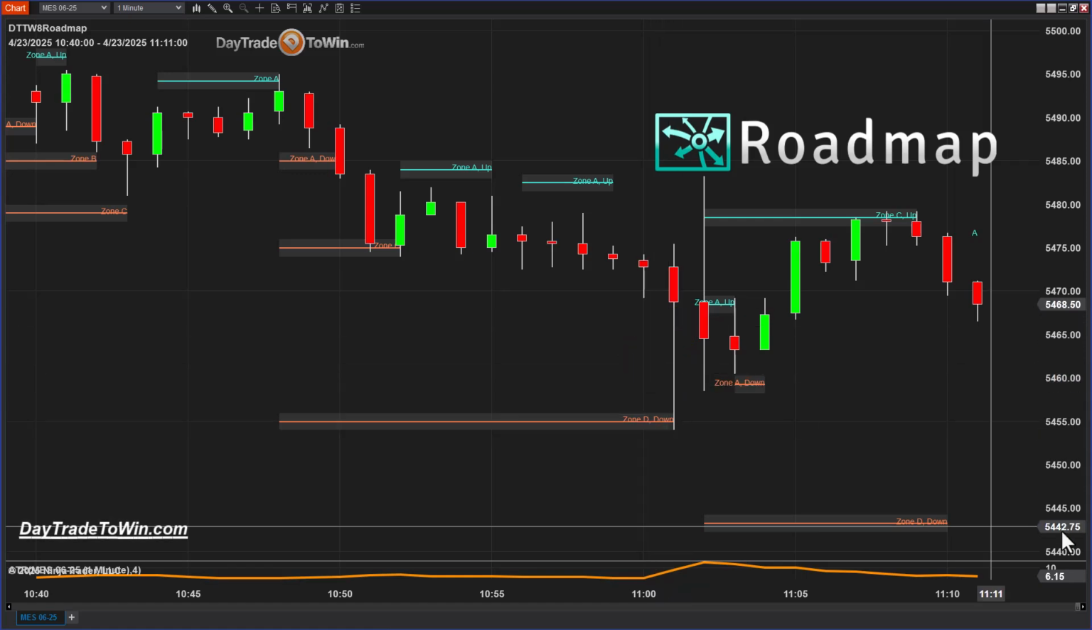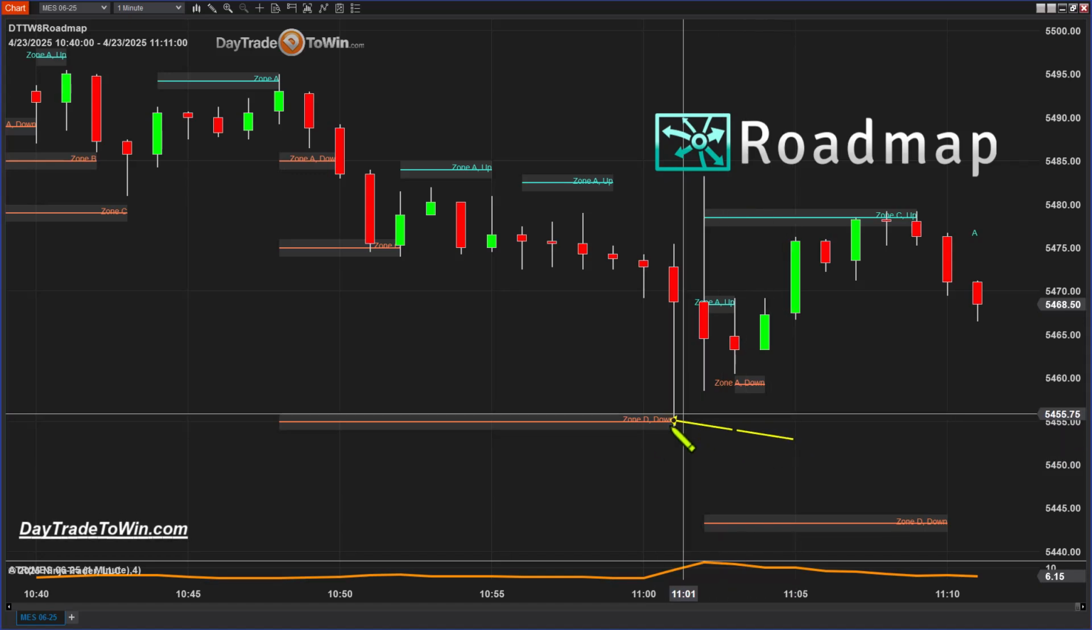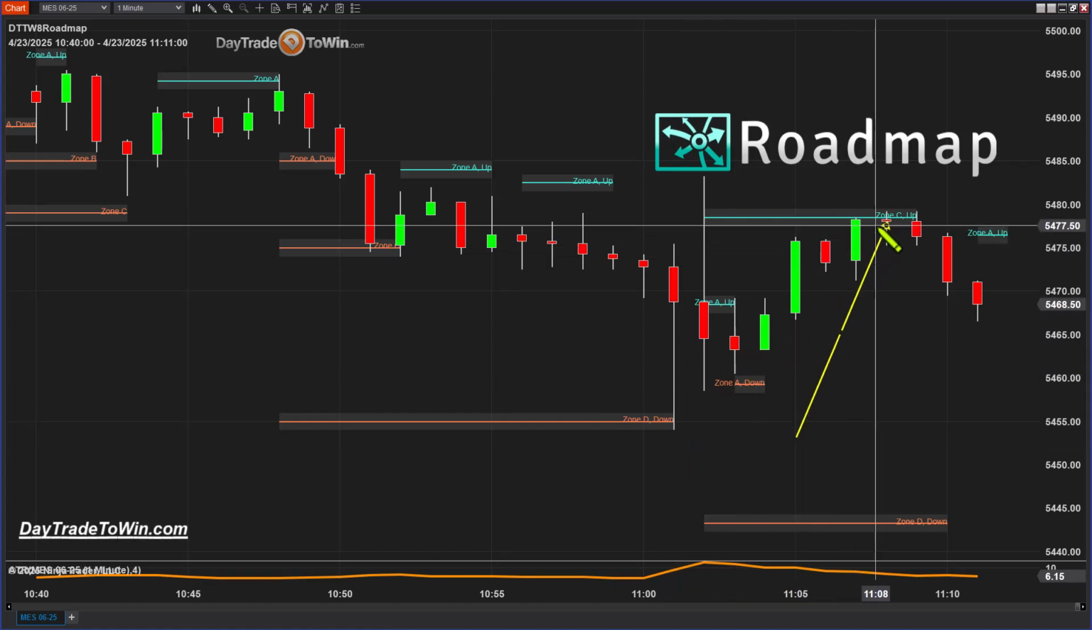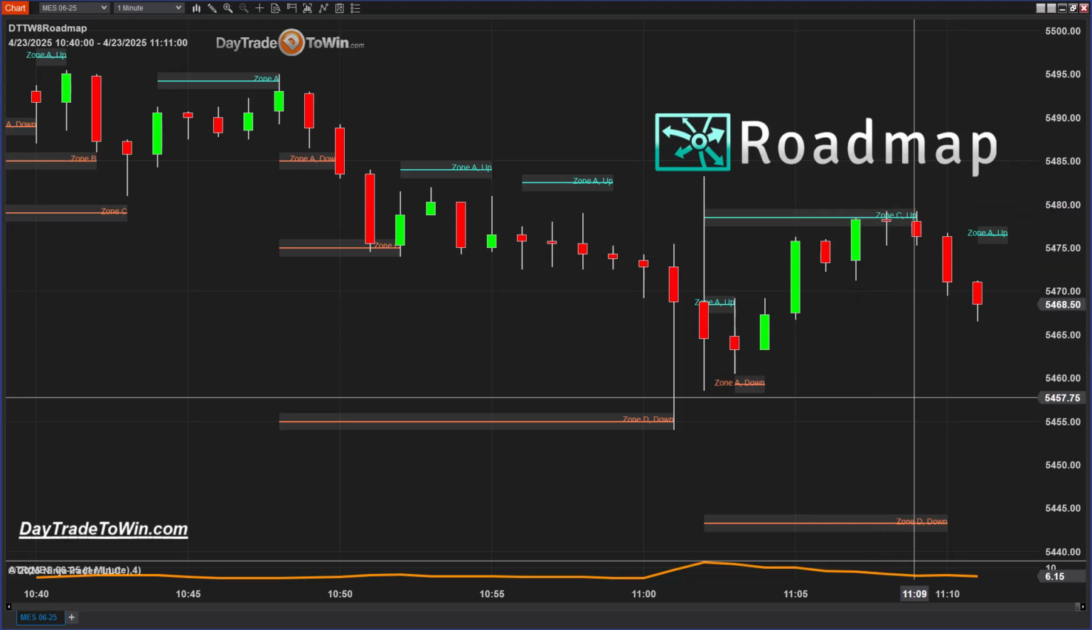Now the goal behind the roadmap, and we've had this software for many years, there's a lot of traders using the roadmap to filter out trades. The goal first and foremost is to filter out a signal. So if you had a signal here to go short, wait for it to clearly go through the zone before going short. The same thing is true if you have an opportunity here to go long, wait until it breaks through the zone before going long.